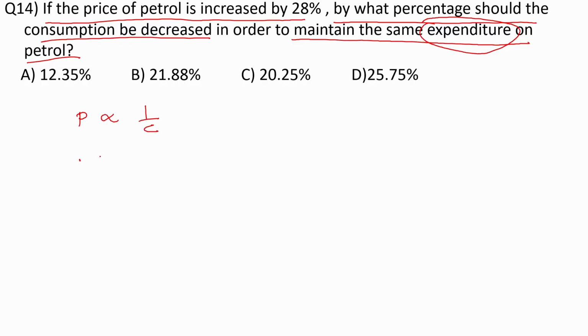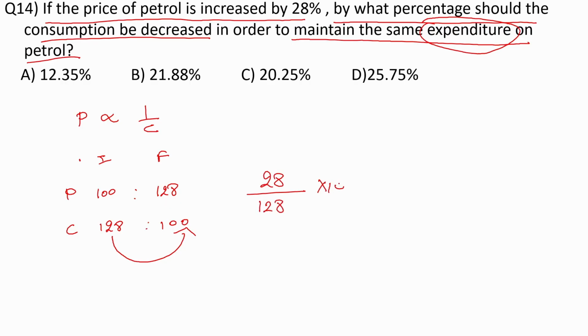So initial and final. Price is increased by 28%. So initial price would be 100 and final price would be 128. So the consumption would be 128 is to 100 as they are inversely proportional. So the value of consumption is decreased by 28 units upon initial value 128 units into 100. That is equals to 2800 upon 128.